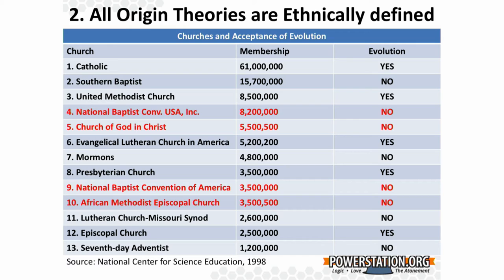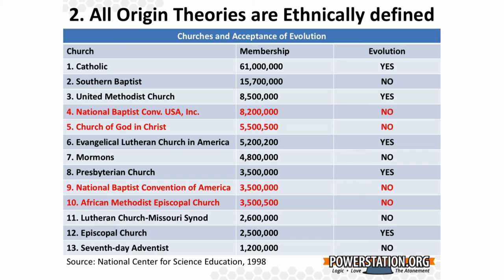If you look at this list, the ones that I have in red, those are all predominantly black denominations. And you can see not a single major black denomination has accepted evolutionary theory. There are some other denominations, predominantly white denominations, the Southern Baptist, which is the most prominent, but I also have Seventh-day Adventists, the 13th largest church there, who reject evolution. But they're not the only ones. The Mormons reject evolution, and the Lutheran Church Missouri Synod also rejects evolutionary theory. But again, they are exceptions to a broad general rule.